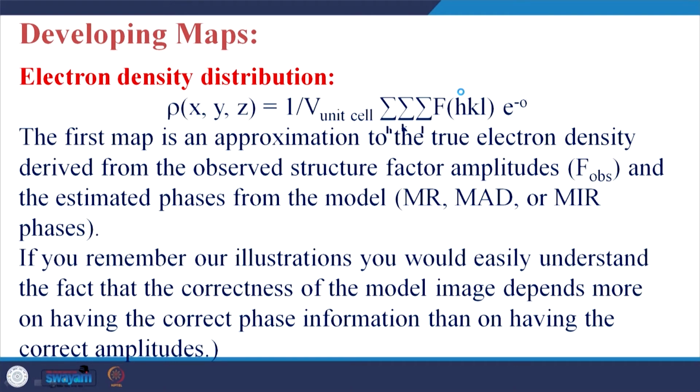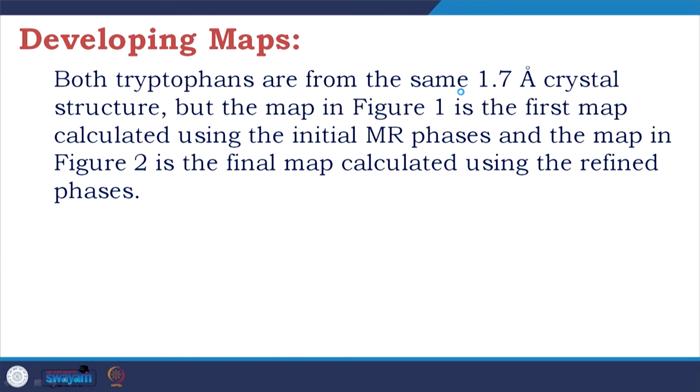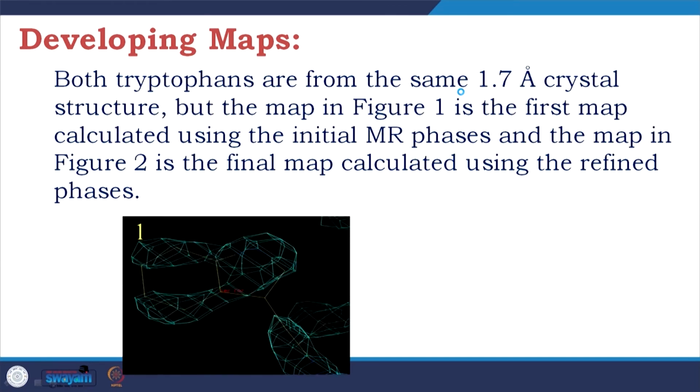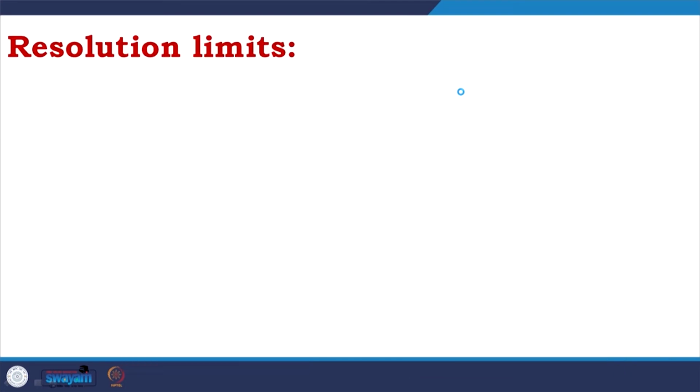Remember the cat experiment, right? Cat and duck. Both tryptophans, if you see here, are from the same 1.7 angstrom crystal structures, but the map in figure 1 is the first map calculated using the initial molecular replacement phases, and the map in figure 2 is the final map calculated using the refined phases. See, because it is refined phases, so here you get much better electron density map.